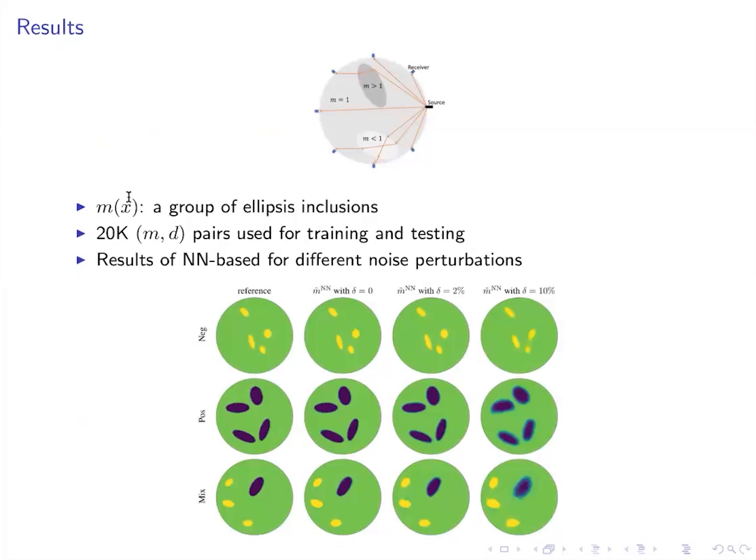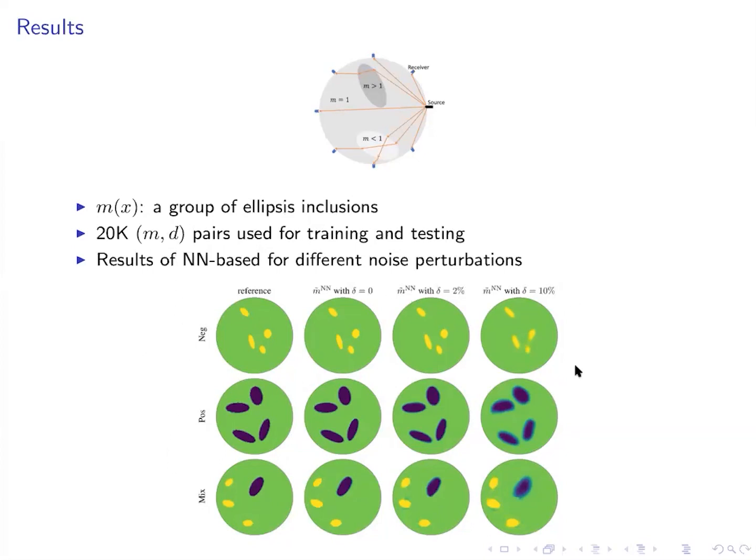So this is the experimental setup, and MX is the unknown media that we're trying to discover. In this synthetic data, MX is given by a group of ellipsoid inclusions. At most of the places, M is going to be 1, but at these inclusions, M is sometimes bigger than 1, sometimes less than 1. We trained this with about 20,000 pairs of media and data.